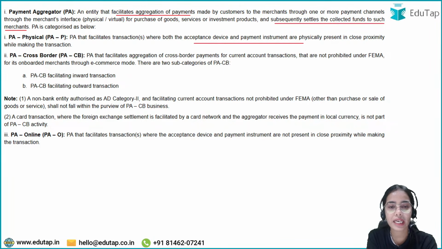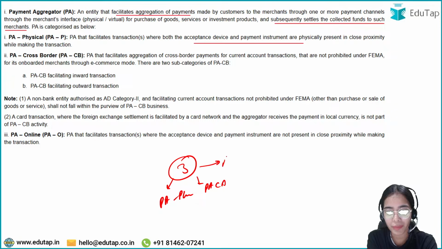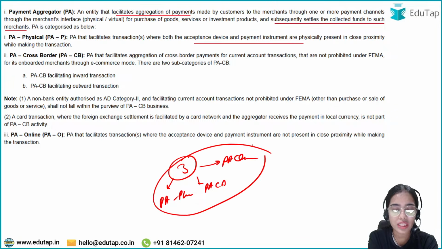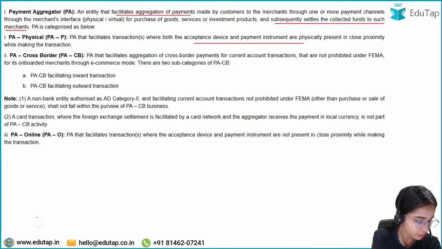Now coming to payment aggregator and payment gateway. Payment aggregator is of three types: payment aggregator physical, payment aggregator cross-border, payment aggregator online. So all of these we have to understand now. Give me a thumbs up if everything is clear till now.